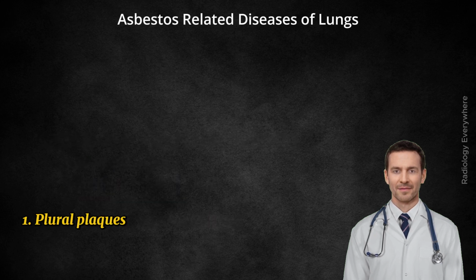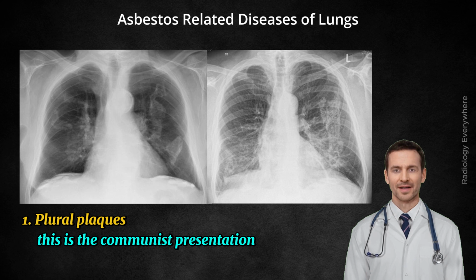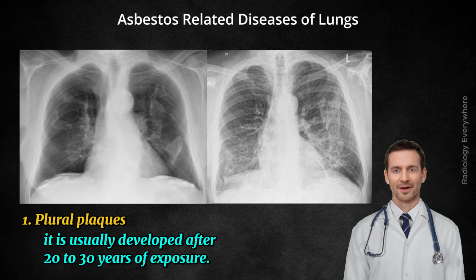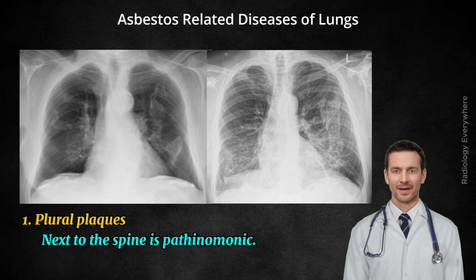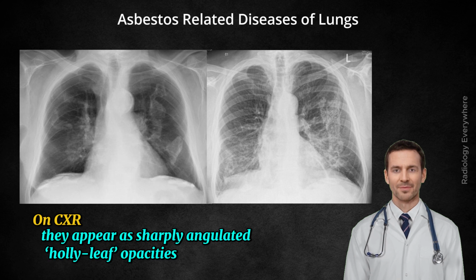Pleural plaques. This is the commonest presentation. It is usually developed after 20 to 30 years of exposure. It is seen on the ribs undersurface and diaphragmatic pleura, and next to the spine is pathognomonic. On chest X-rays, they appear as sharply angulated holly leaf opacities.